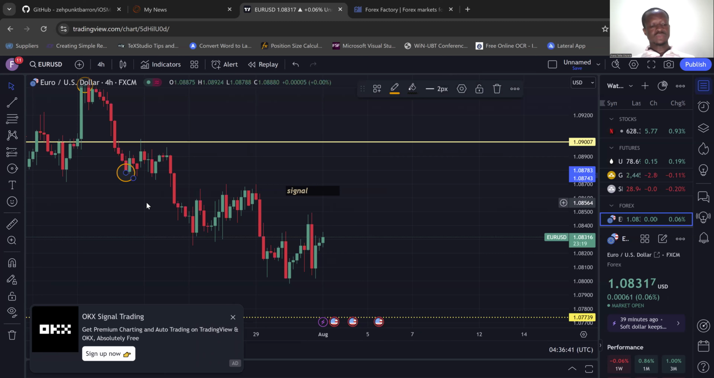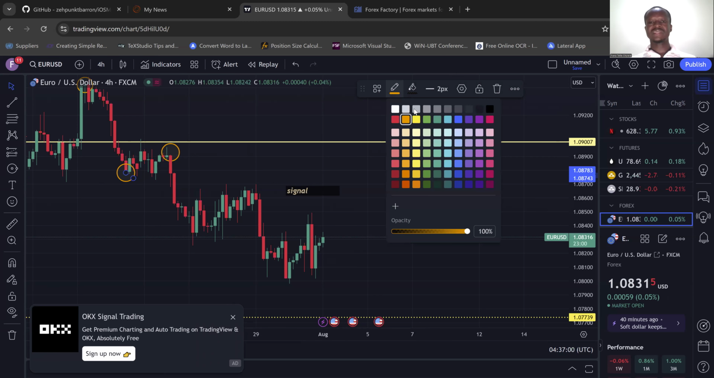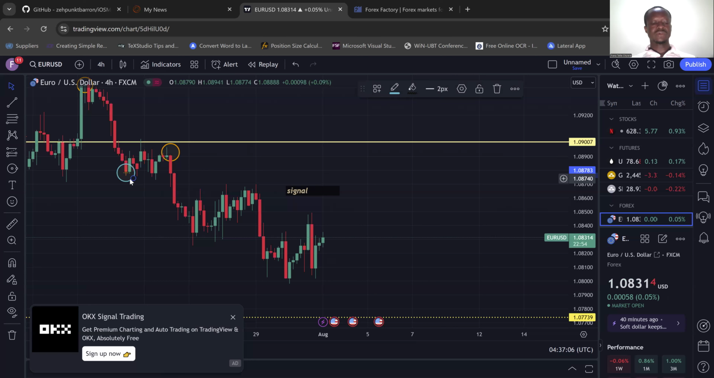So I've marked two points. Two circles are represented here. This is a third circle representing a high. It's higher than the previous low, right? So maybe I can just change the color for the lows. Let's make the lows green or whatever it is. Anything different, right? So there you go.